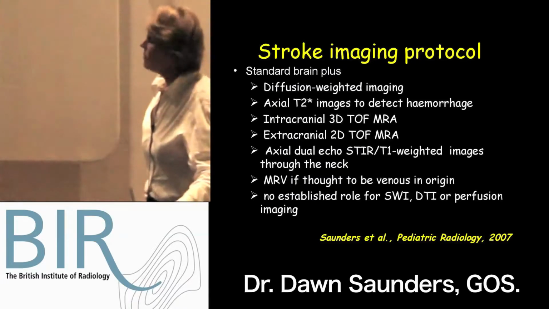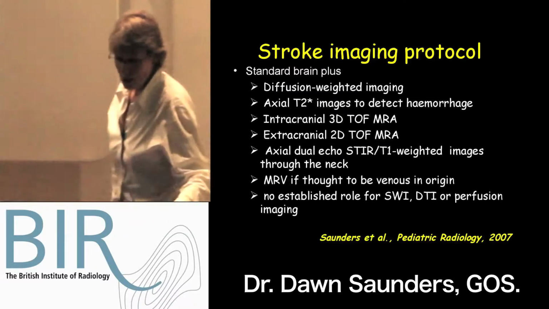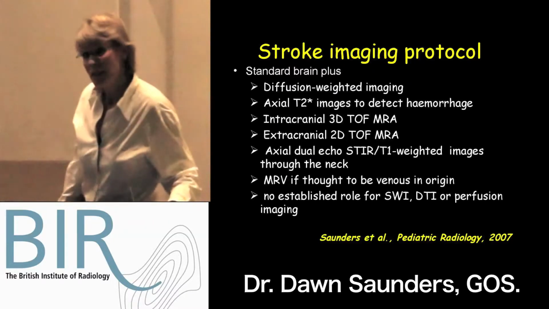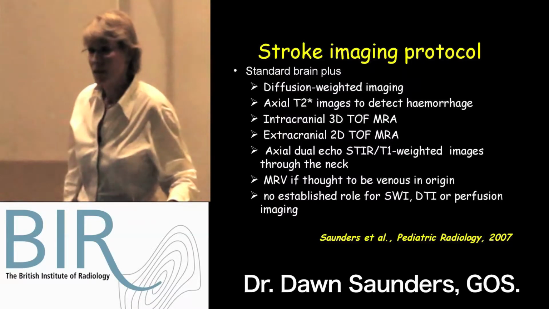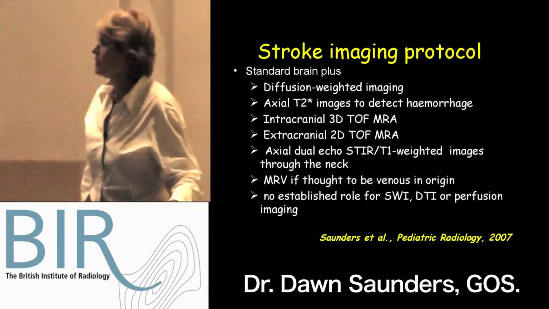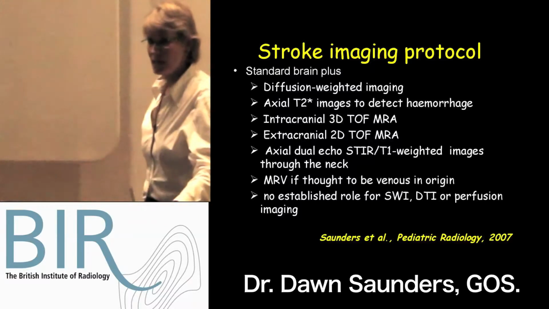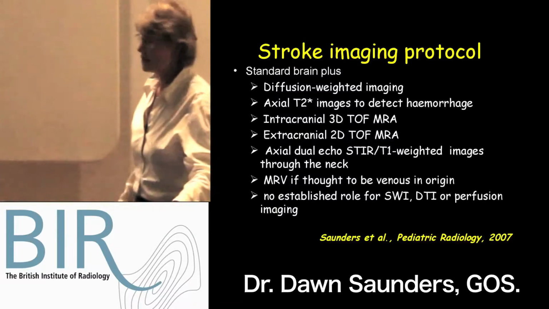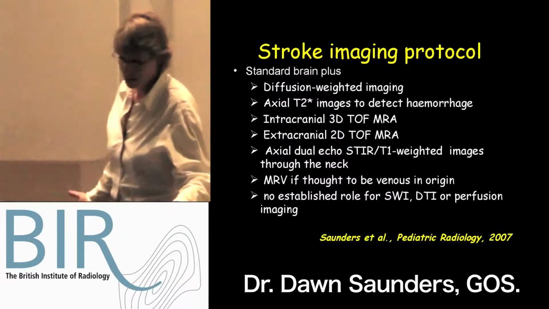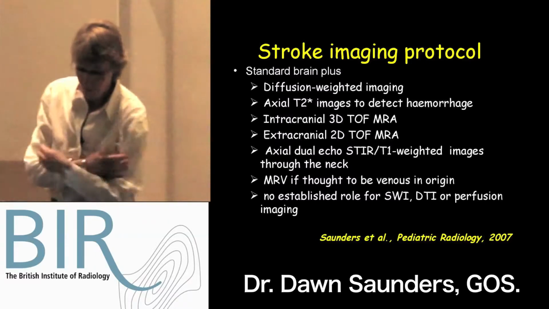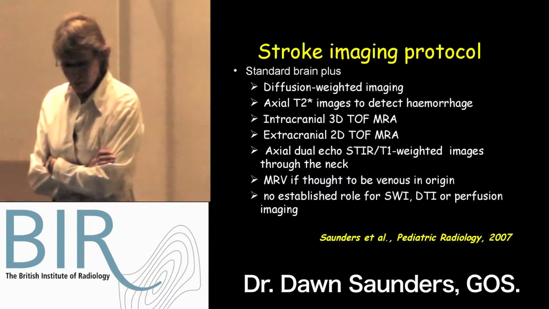So we image these children using a standard brain protocol, and our standard brain protocol is just T1 weighted imaging in 2 planes and T2 weighted imaging in 2 planes. And it doesn't really matter if you use FLAIR or T2 or which one you use, whether you like axial FLAIR or coronal FLAIR, it doesn't really matter. But that's our standard brain.